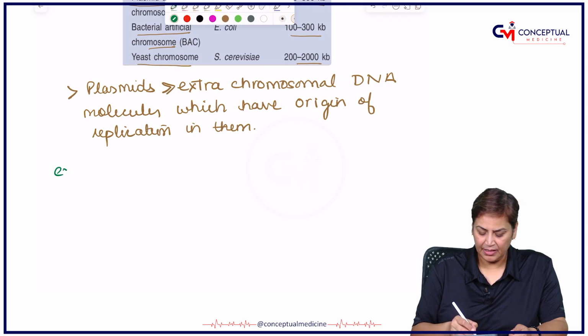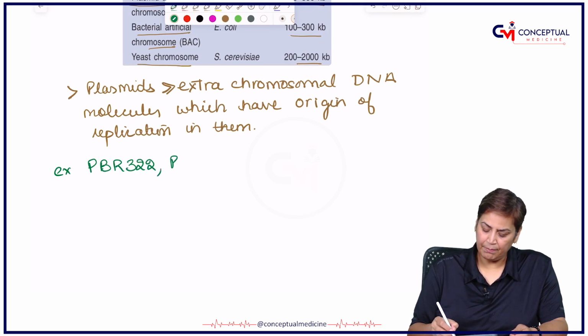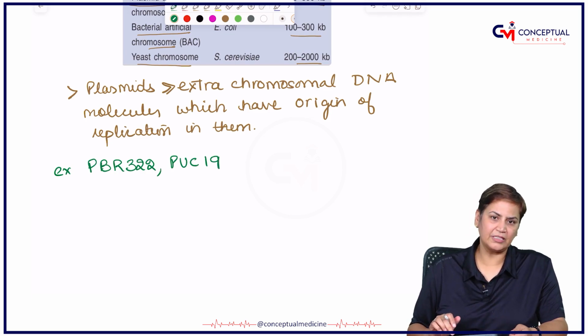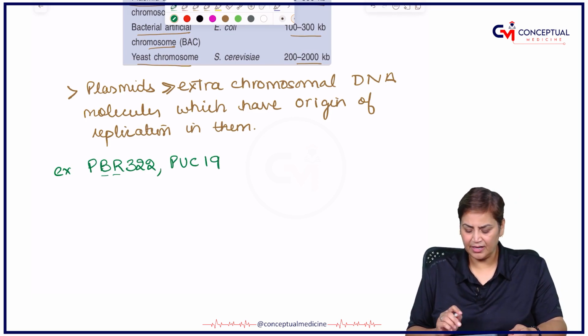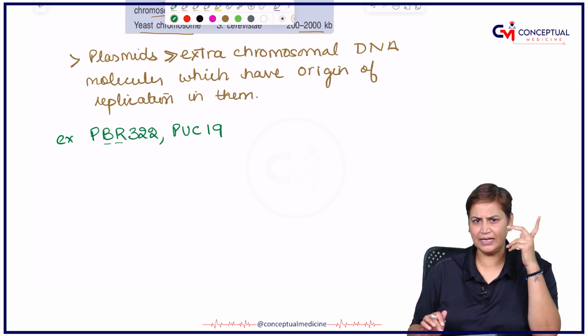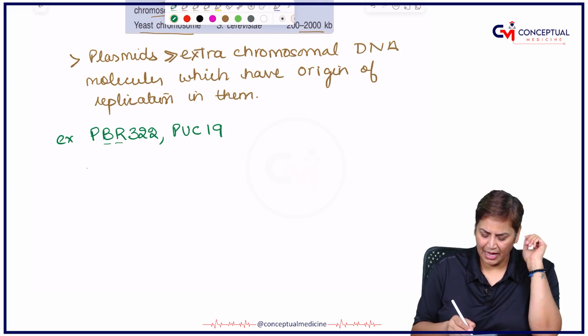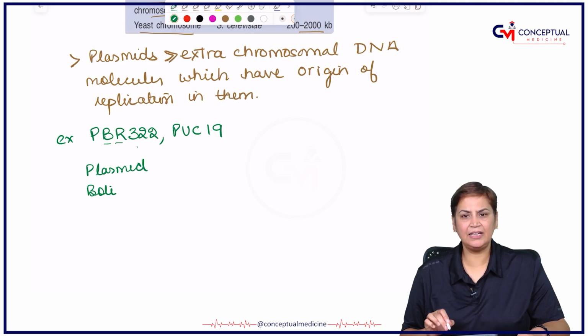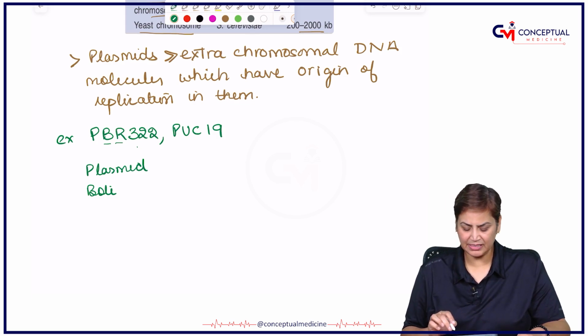One example is PBr322. Then there is pUC19. P stands for plasmid, BR stands for the name of the discoverer, and 322 is just the strain, depending upon how many base pairs it can have. So PBr322 and pUC19, these are the two very important plasmids.